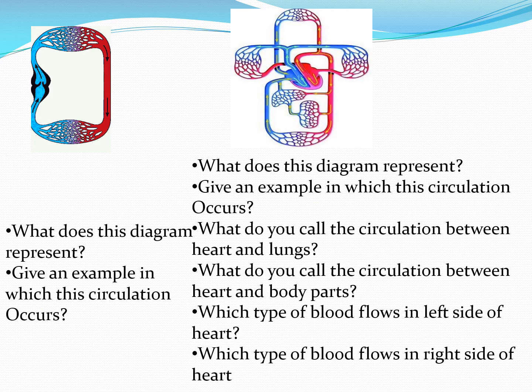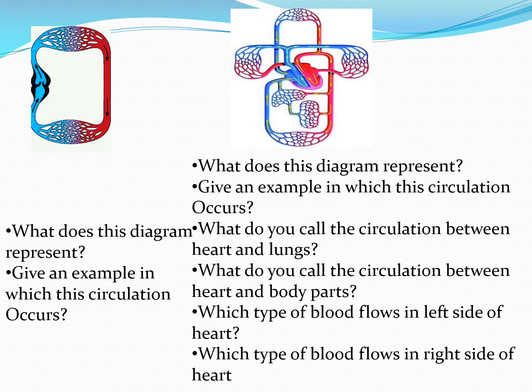Here in this picture we'll start from the left side. First question, what does this diagram represent? It shows single circulation. Next question, give an example in which this circulation occurs. It occurs in fishes. In fishes, blood is collected from body organs and reaches the heart. Heart pumps the blood to gills for purification. After purification, from gills, blood is pumped to body organs directly. That's why fishes exhibit single circulation.